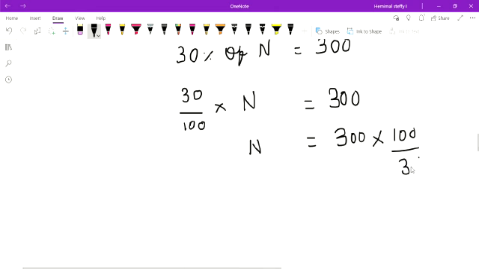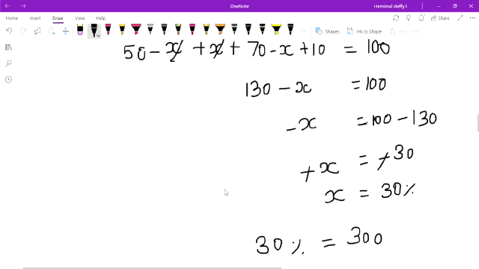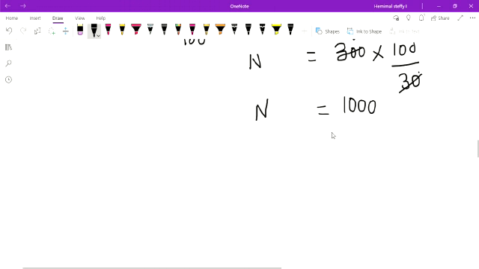So 30 goes into 300 how many times? 10 times. So finally we have the value n equal to 1000. 10 into 100 is 1000. So the total number of students who appeared in the examination is 1000. So 1000 students appeared in the examination. Now you understand? Thank you.